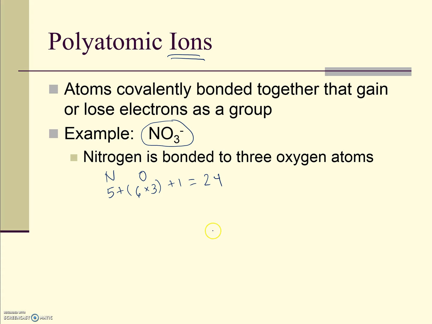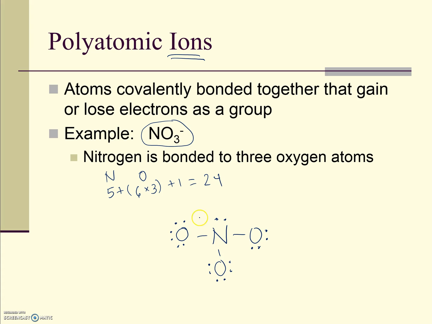Single bonds are the simplest. And so because N is my first element, it's my central element, I'm going to put oxygen, oxygen, and oxygen. This nitrogen doesn't have 8 electrons, so I'll go ahead. So I have 24. So 1, 2, 3, 4, 5, 6, 7, 8, 9, 10, 11, 12, 13, 14, 15, 16, 17, 18, 19, 20, 21, 22, 23, 24.